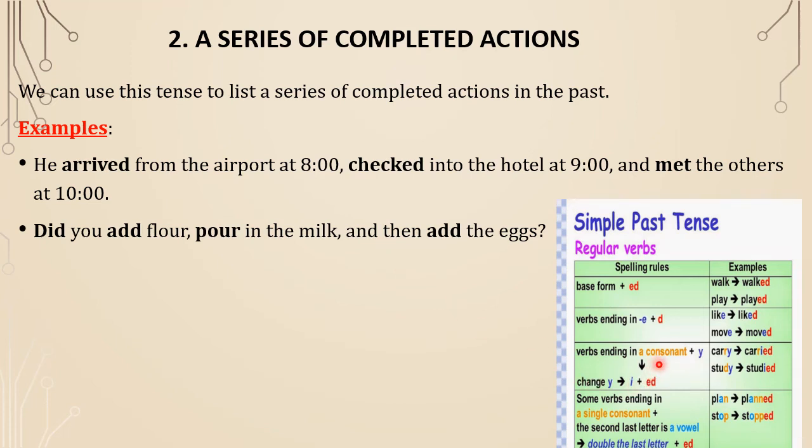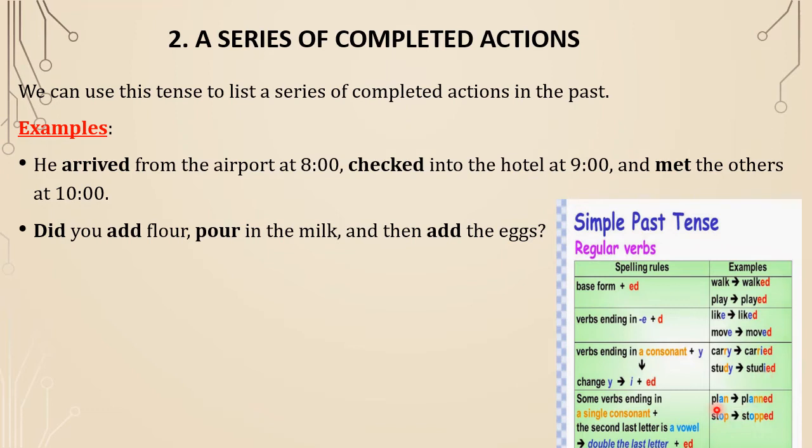If your verb is ending in a consonant, like the verb carry, and after a consonant there is a final y, then you are going to change this final y into i and then add ed. If your regular verb is ending in a consonant plus y, then this final y will change into i before taking an ed. So carry will become carried, study will become studied.